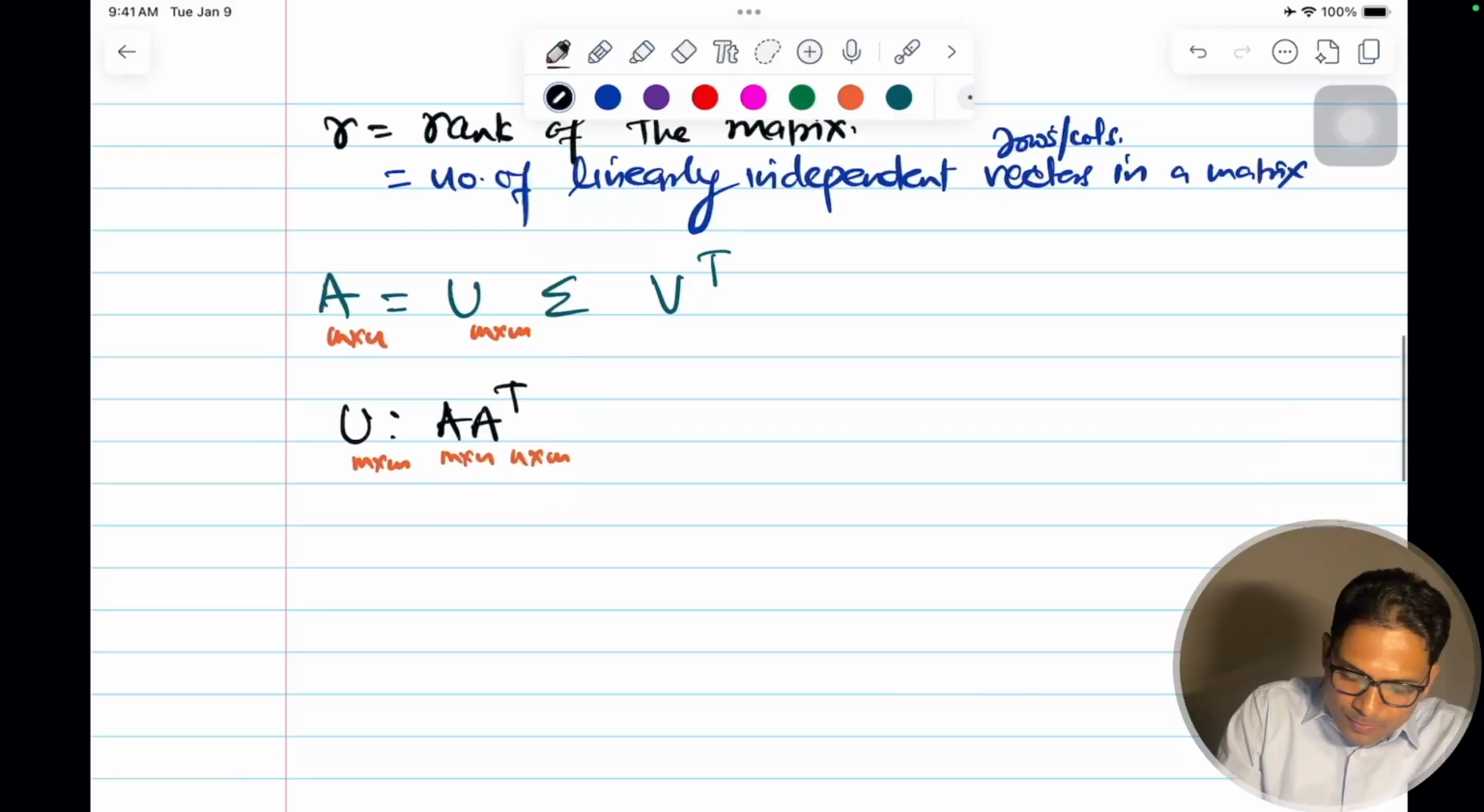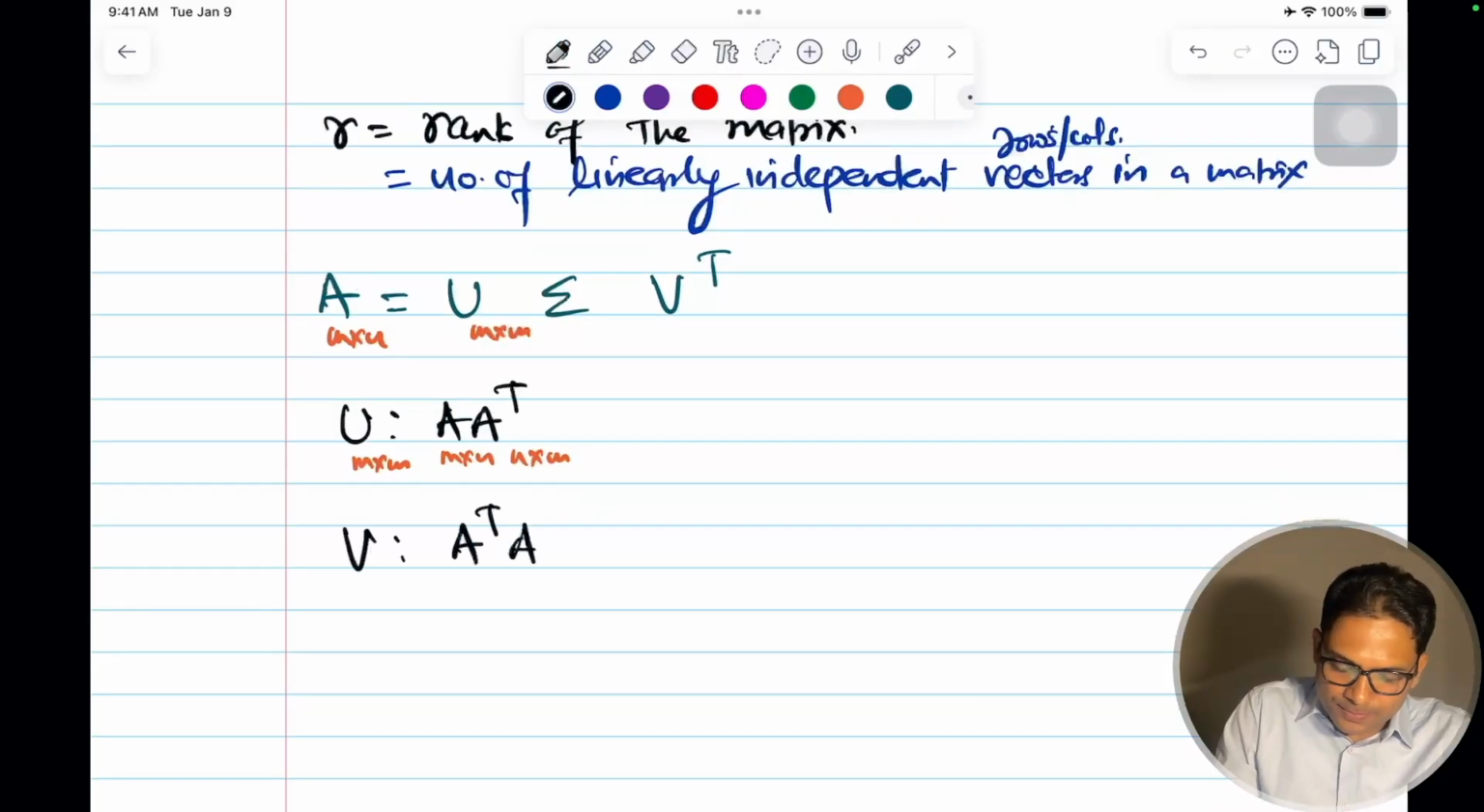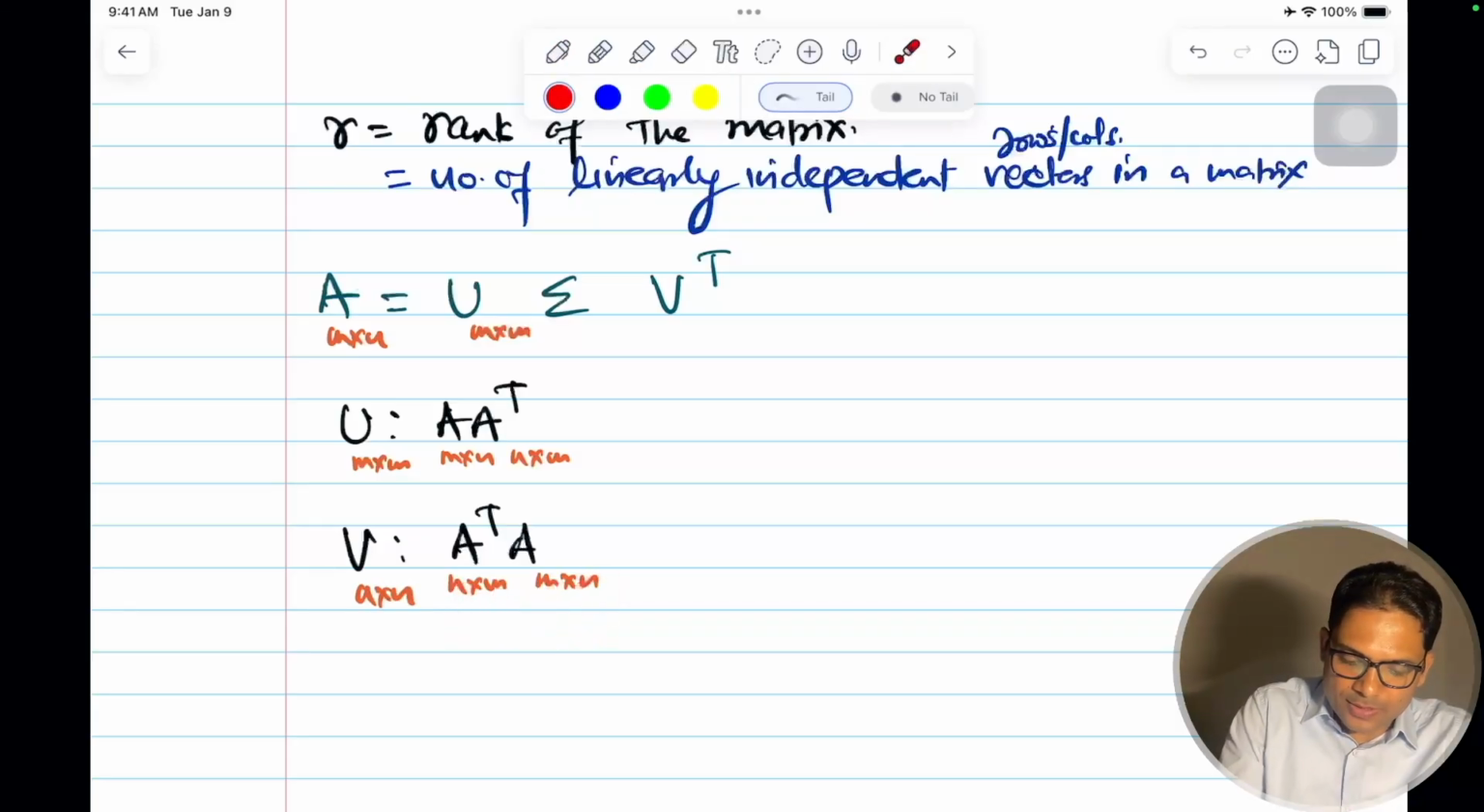Similarly, V comes from A transpose A. And this will be just the opposite, right? So this is N cross M into M cross N. Inner dimensions match, the outside becomes N cross N. So this is N cross N.